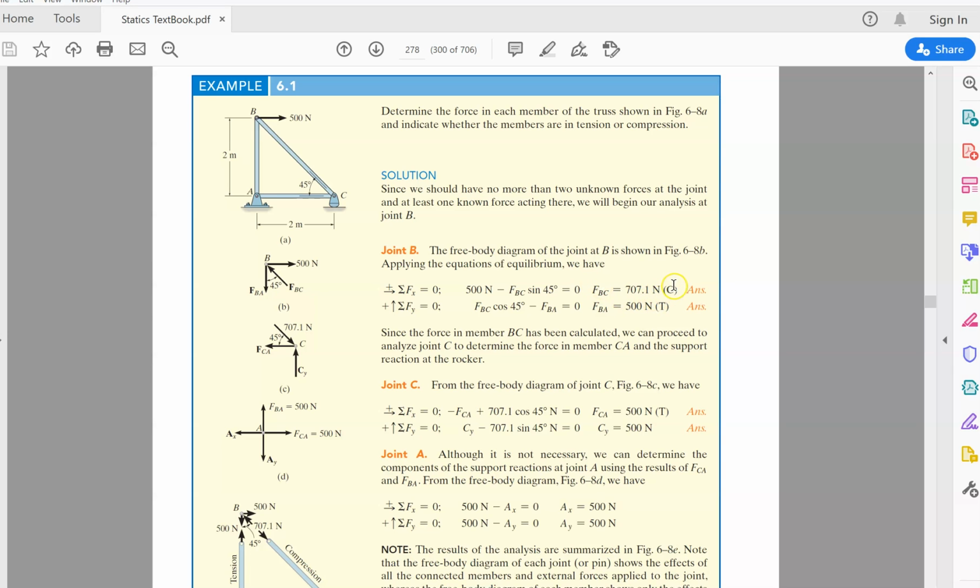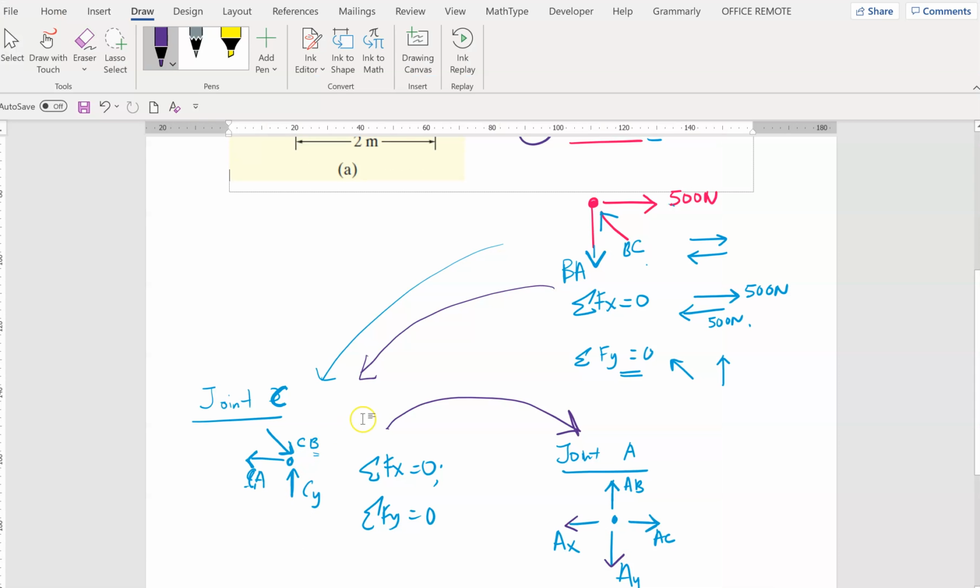C. What is the C? C is compression. Look at the direction of FBC. It's actually pressing on point B. Okay. Now why is it pressing on point B? Let's look at the drawing here again.